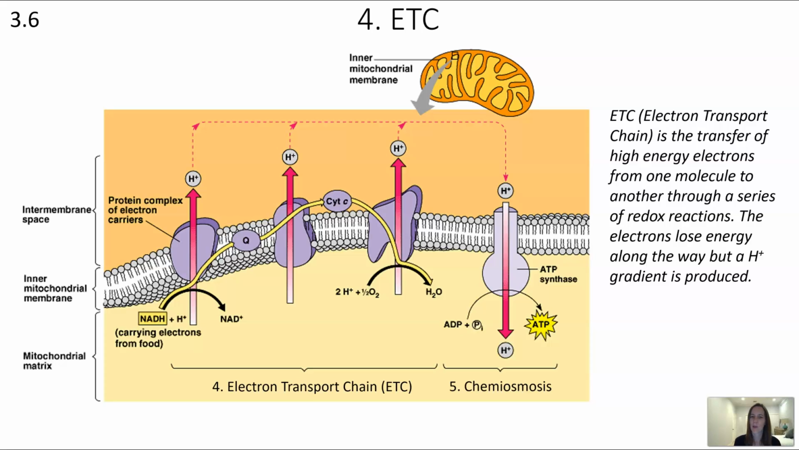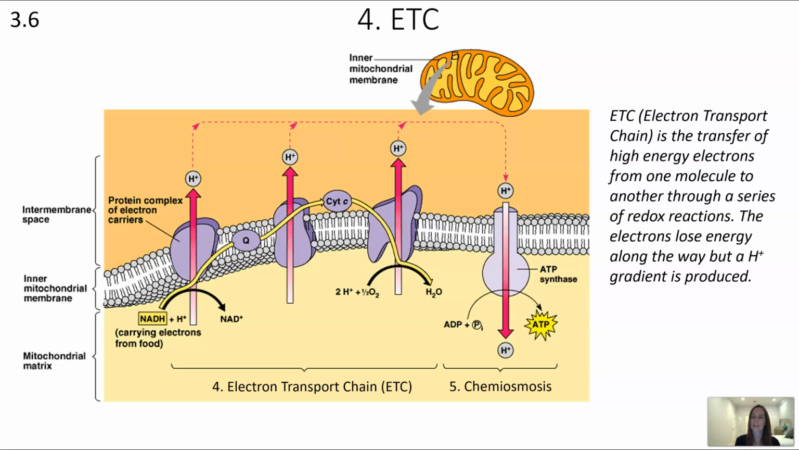And you can see that happening in this diagram in the reactions labeled as 4. So we have our electrons starting from NADH, and FADH2 is also used in cellular respiration. The electrons from these electron carriers are transported from one molecule to another through a series of redox reactions, and you can see that hydrogen ion gradient being built up.